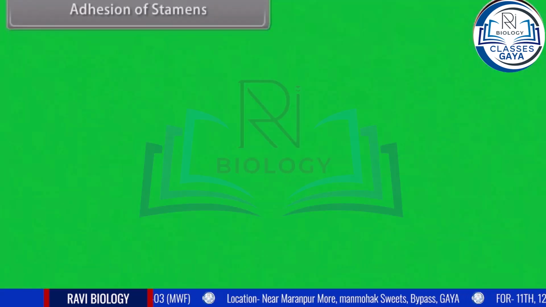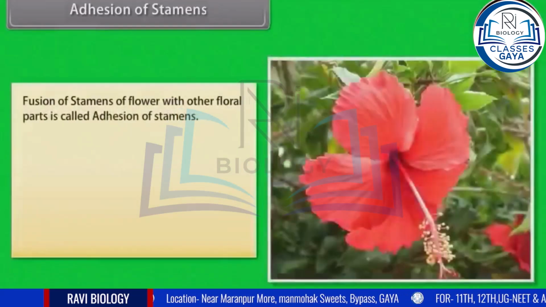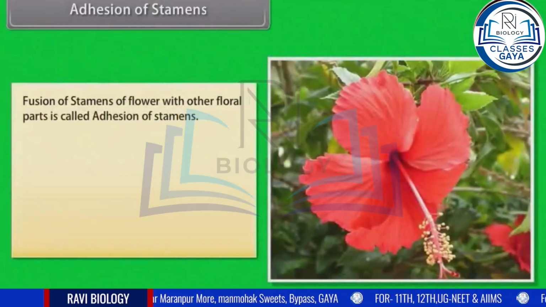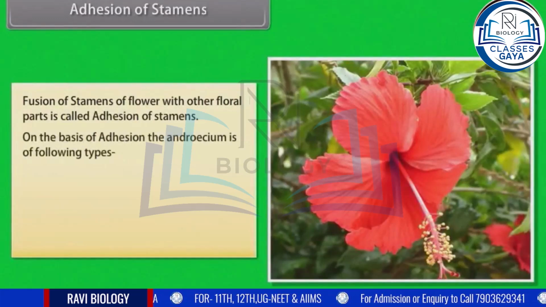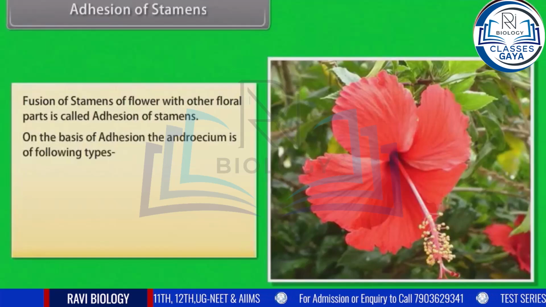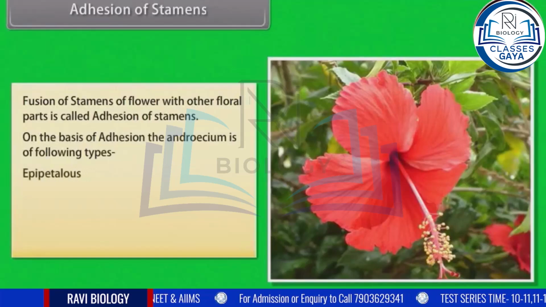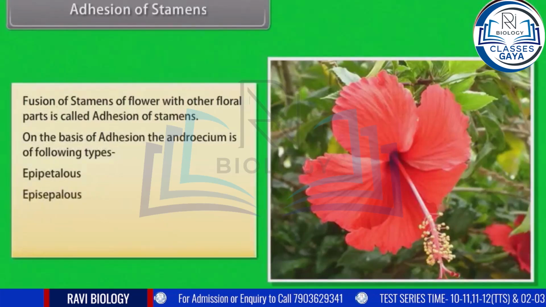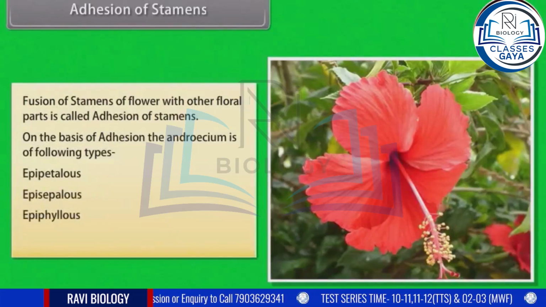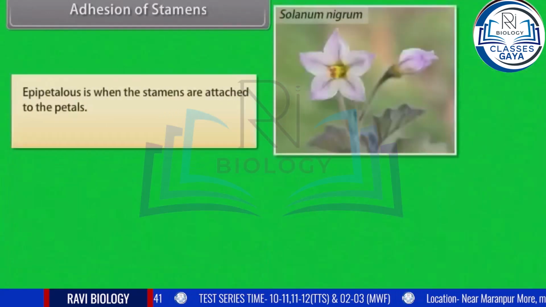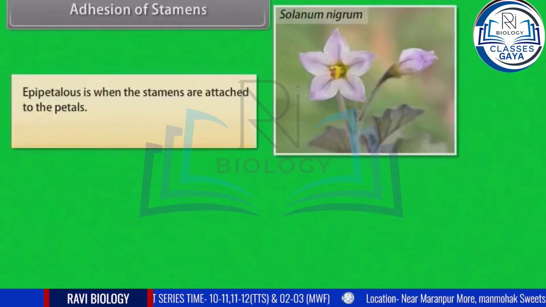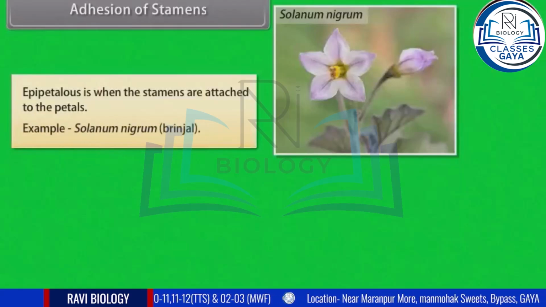Adhesion of stamens. Fusion of stamens of a flower with other floral parts is called adhesion of stamens. On the basis of adhesion, the androecium is of the following types: epipetalous, episepalous, epiphyllous, gynandrous. Epipetalous is when the stamens are attached to the petals. Example, Solanum nigrum, brinjal.